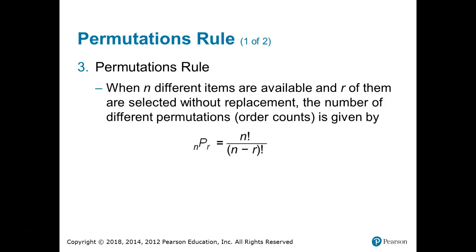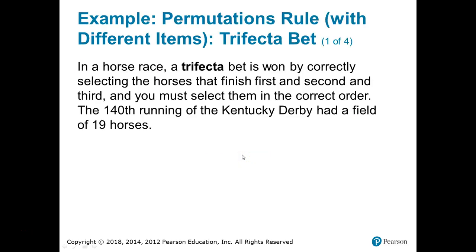So let's look at the rules for them, the equations that follow. When n different items are available, and r of them are selected without replacement, meaning once you use somebody, you can't get that outcome again, the number of different permutations is given by this formula right here. It's n factorial divided by n minus r factorial. So let's look at an example. You guys might have been to Monmouth County Racetrack or a place where there are horse races. But if you haven't, the example is still a good one.